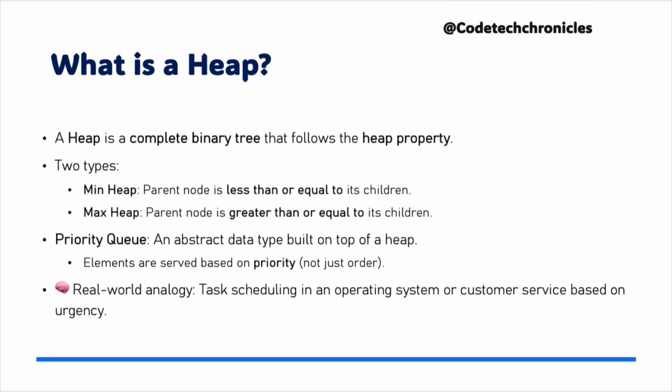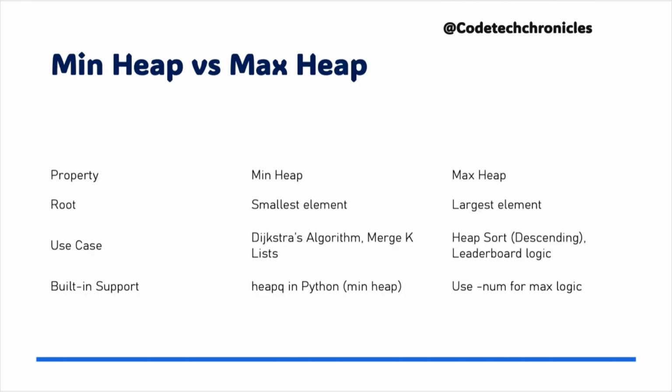Now let's move into heaps. What is a heap? Another powerful data structure. A heap is a complete binary tree that follows these properties. Min heap, parent is smaller than the children. Max heap, parent is larger than the children. Built on heaps is the priority queue, where elements are served based on priority, not just order. A real life analogy, think of triage in a hospital or task management in an operating system.